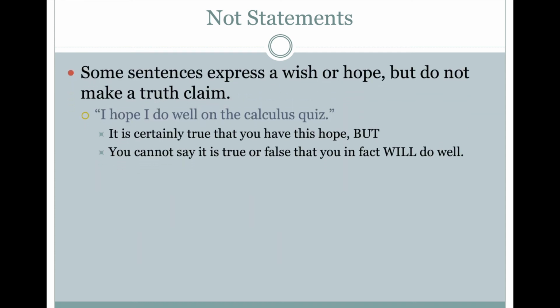Some sentences express a wish or a hope, but do not make a truth claim. So, for instance, you might say, "I hope I do well on the calculus quiz." That would be a sentence, but it's not a statement because we can't say that it's true or false. It's certainly true that you have the hope, but do we know you will do well? We can't say it's true or false that you will in fact do well on your calculus quiz.